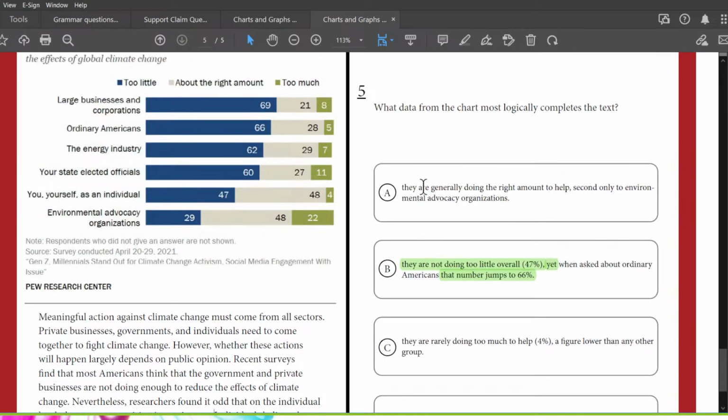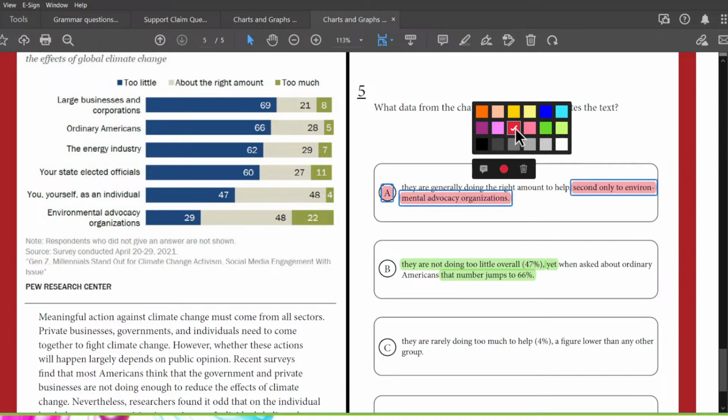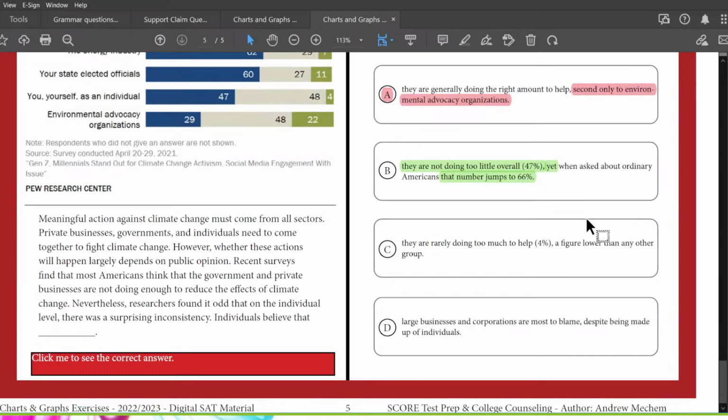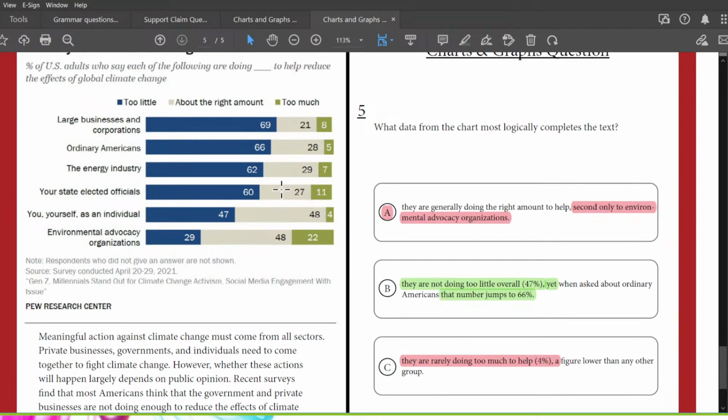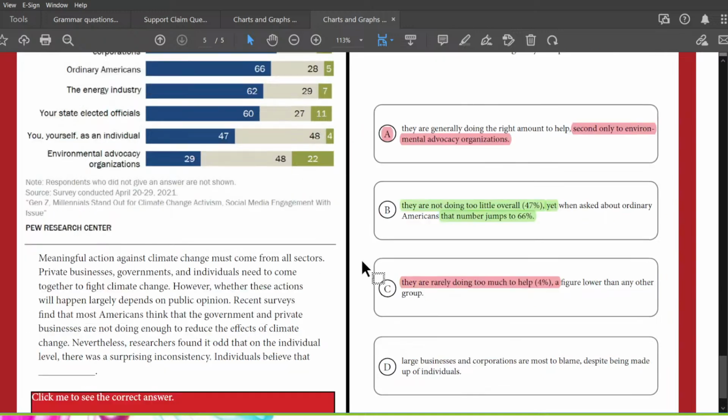Okay, so now looking at some of the other options. Again, this one doesn't make a lot of sense because I don't see an inconsistency here. It makes perfect sense that the environmental advocacy organizations would be doing more. They should be the best group. They're rarely doing too much to help, a figure lower than any other group. This is true, and I could argue that this is a bit inconsistent with the data. But at the same time, it's not significantly lower than every other group. There are some other low numbers here that are similar.